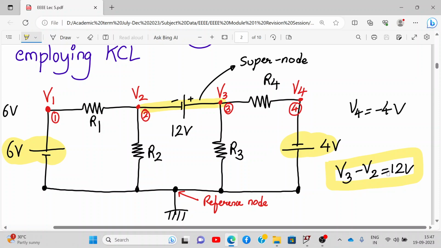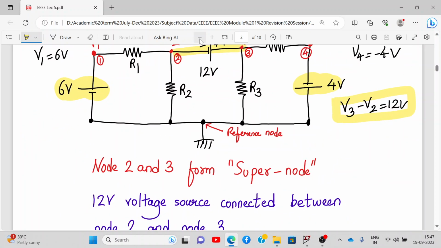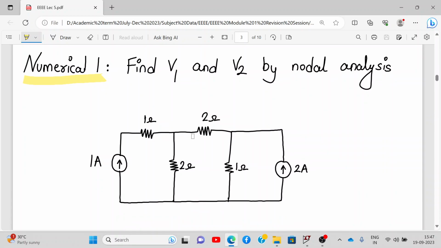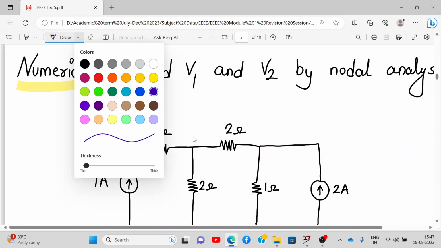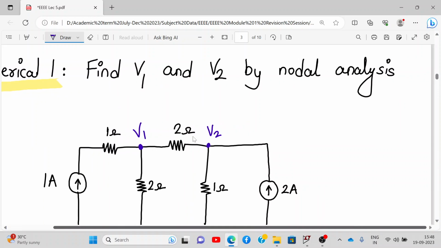All right, now let's start solving some numericals on nodal analysis and how we apply KCL to it. So let's start with our first numerical. Numerical number 1 says that we need to find voltages V1 and V2. So V1 and V2 are defined as follows. This is V1 and this is V2, given to you directly. We need to find V1 and V2 using nodal analysis.